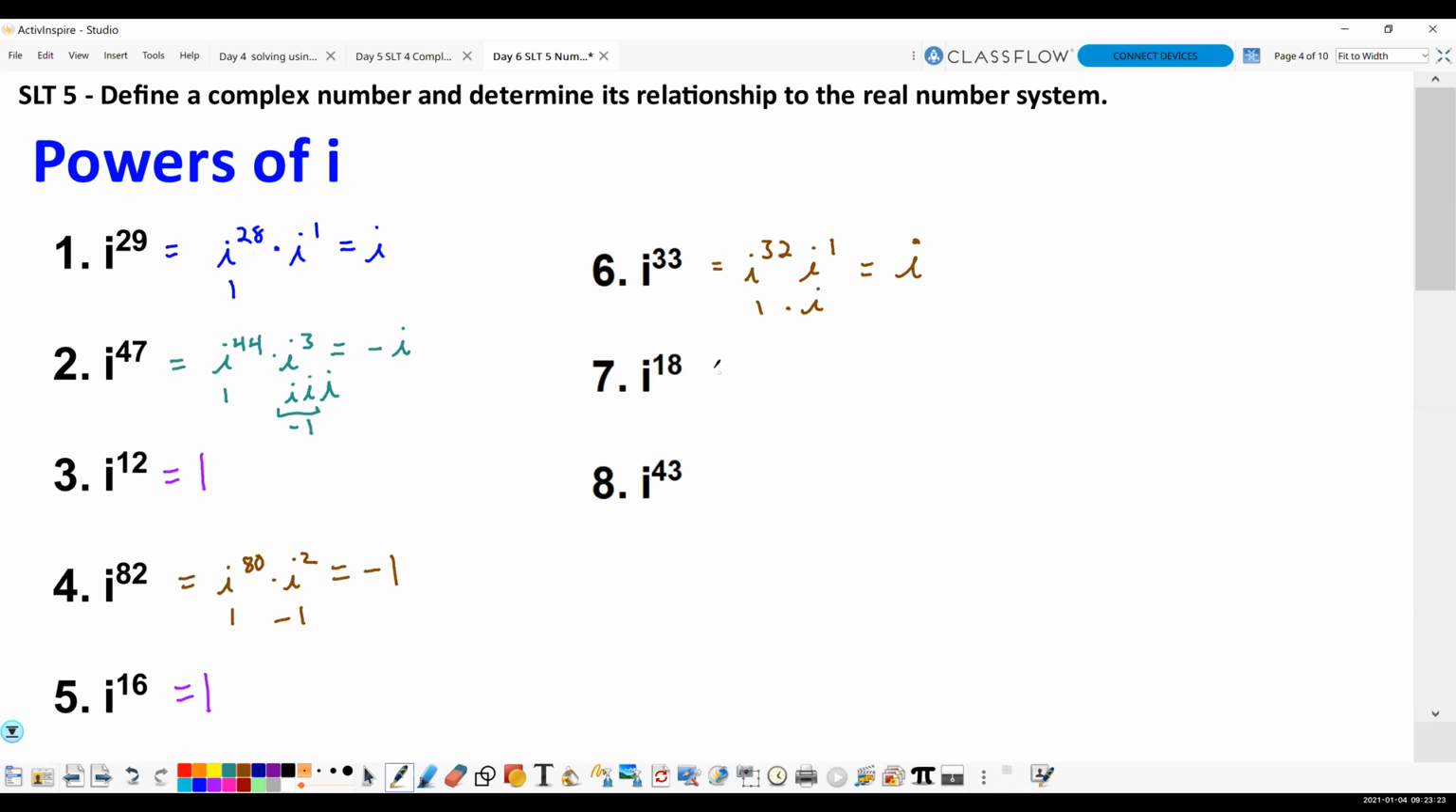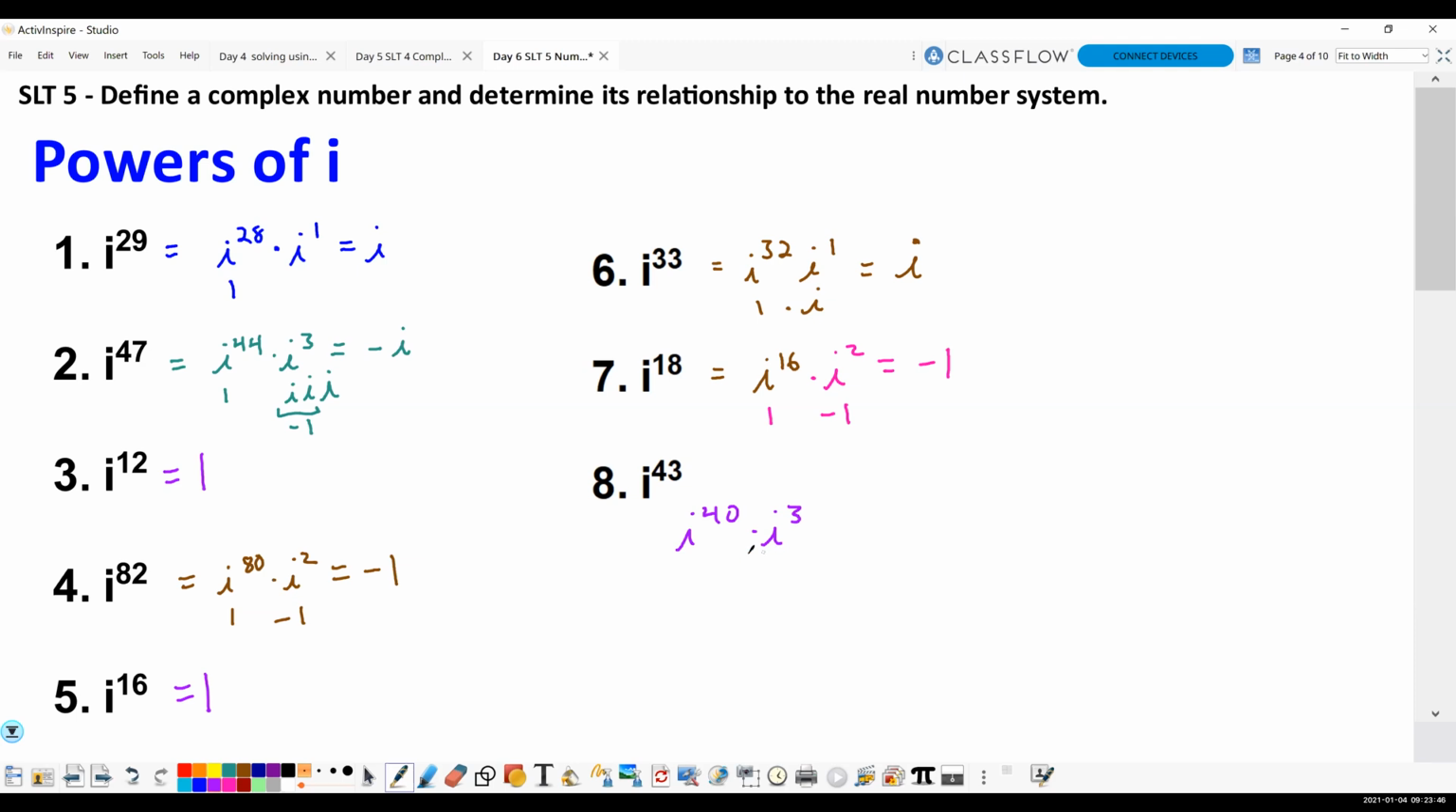I to the 18th. My multiple of 4 is going to be 16. I forgot to change colors. Sorry. And then I squared. I to the 16th is 1. This is -1. And then I to the 43rd. My multiple is going to be 40. And then I to the third.